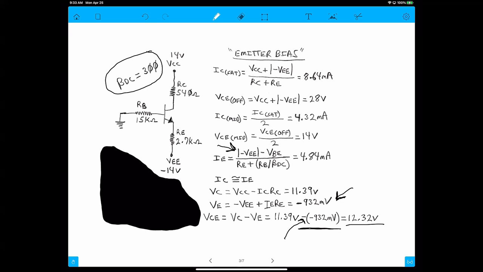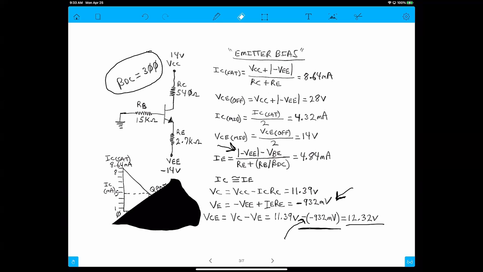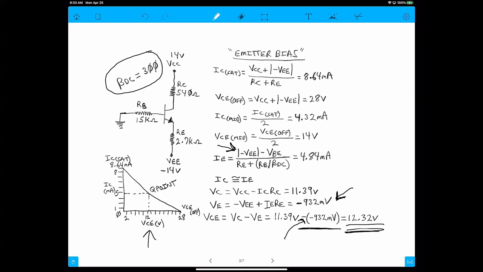Then we want to see what happened. What changes do we have based on our Q point for our DC load line? So we have our DC load line again. Here we have our VCE, which is 12.32 volts. Now we know that our mid for VCE is 14, so we're fairly close to our VCE mid, so it's not too bad.